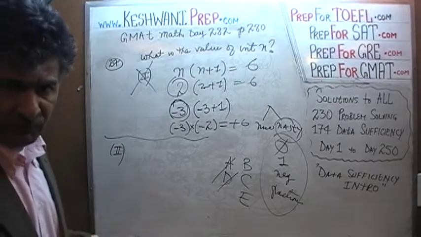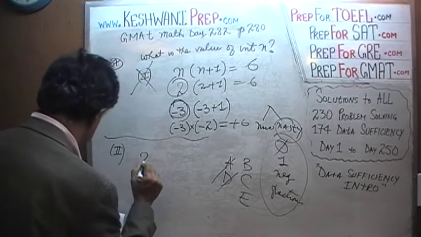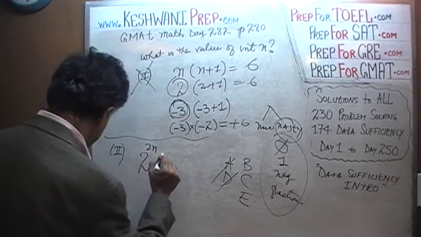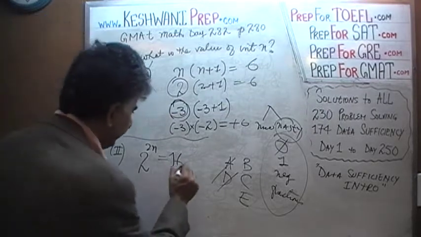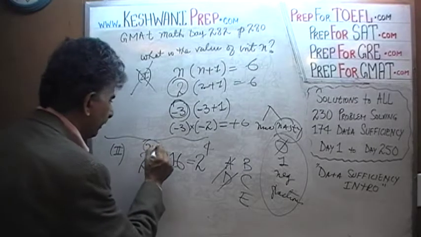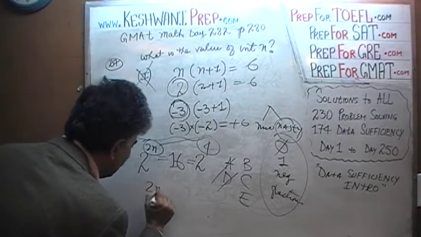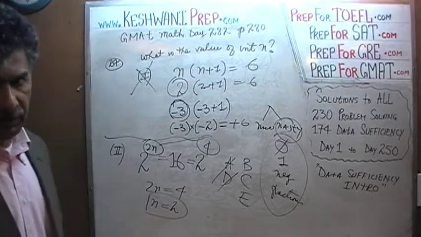Or to be more precise, between 0 and 1, because we already talked about the negative numbers. Let's look at the second one. 2 raised to 2n, we are told, is 16. This is very straightforward, because 16 can be written as 2 raised to 4. Which means 2n has to equal 4. If 2n equals 4, then n will have to be 2. n is 2.